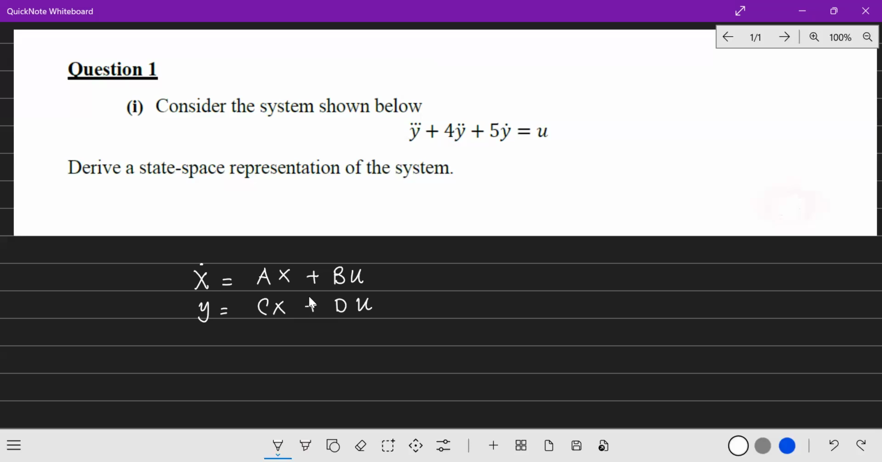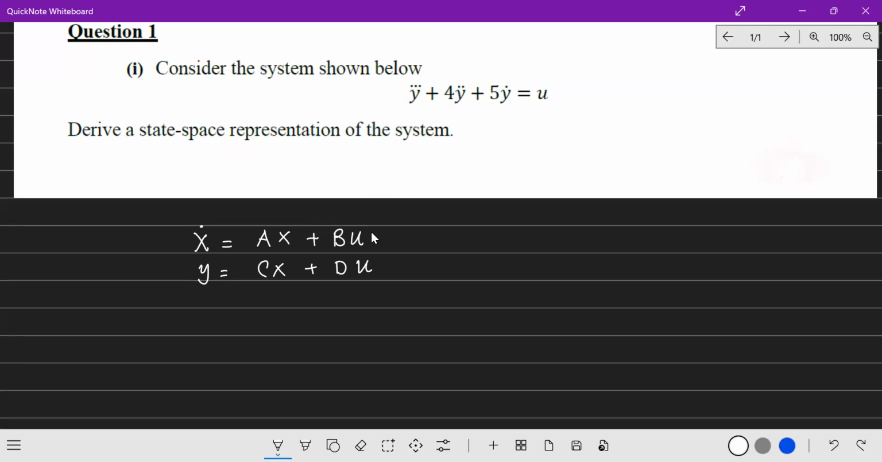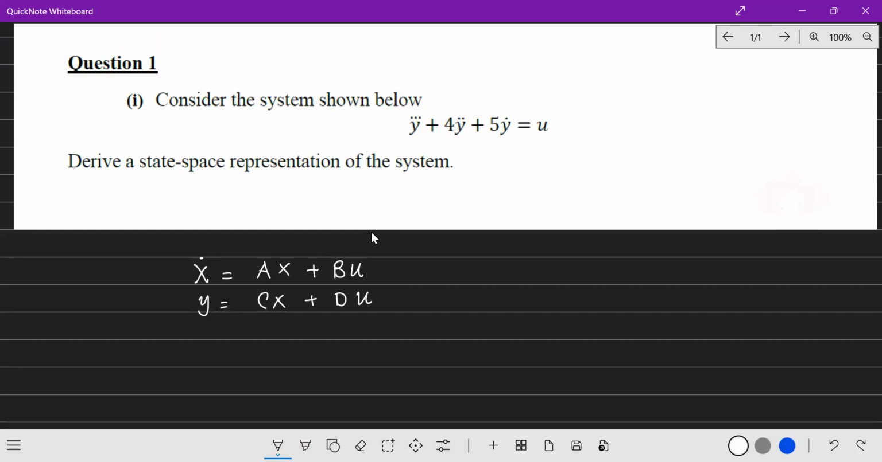So now we want to write our system in this form. First of all, this is a third order system, so we need 3 states to describe the system: x1, x2, as well as x3, to describe the system completely.